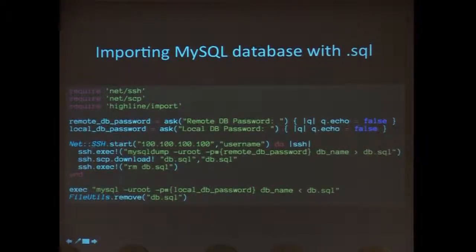And then after you get all the passwords, you will start an SSH connection to this IP with this username. And then after that, it will execute the command mysqldump to export the file. And then we download the file. And then after that, we execute the mysql command locally and then import this data to our database. That is the process.